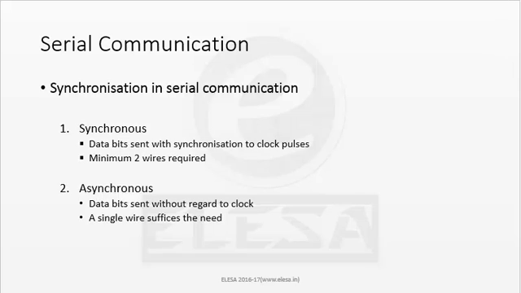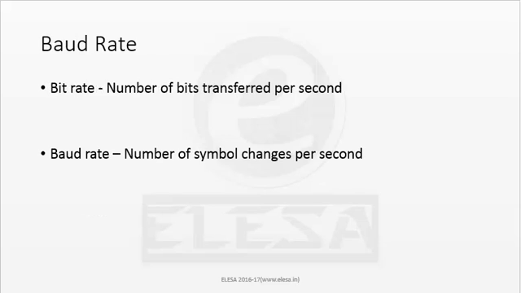A common problem is that many a times we confuse bit rate with baud rate. Bit rate is the number of bits that are transferred per second, whereas baud rate is the number of symbol changes per second. I'll clear this out with an example.